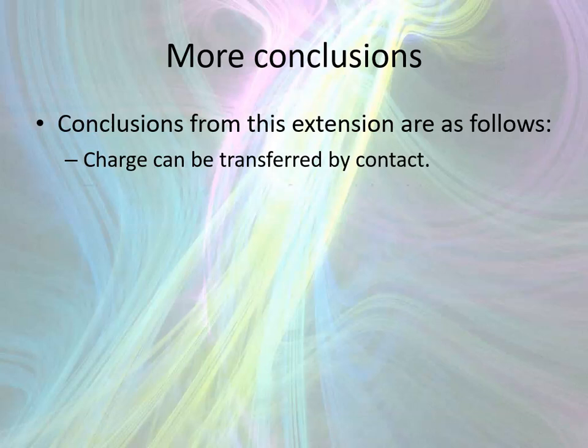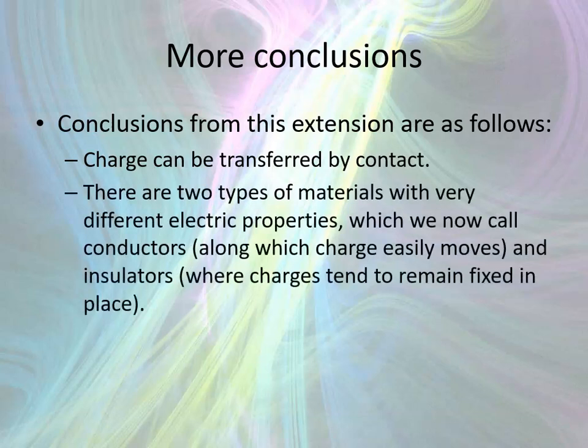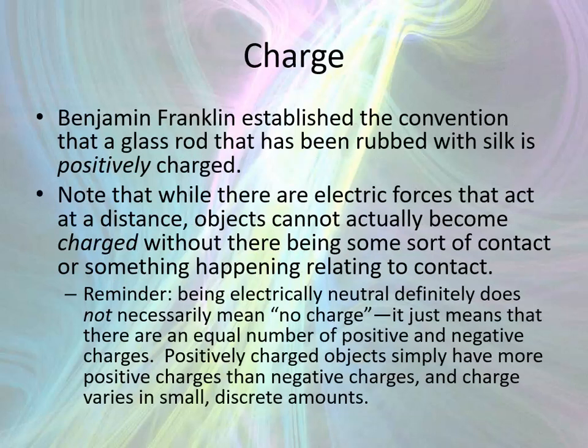So it can be transferred by contact, but there are two different types of materials. We have things that we call conductors, and we have things that we call insulators. With conductors, charge is free to roam around. With insulators, the charges are stuck in a particular spot. We now recognize that they're stuck to their particular parent atoms and molecules in the case of insulators. Benjamin Franklin established the convention that a glass rod that has been rubbed with silk is positively charged.